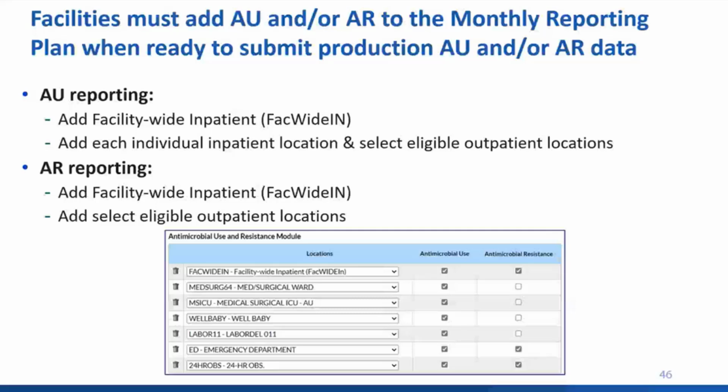NHSN strongly encourages the submission of data from all NHSN-defined inpatient locations, including procedural areas like operating rooms, facility-wide inpatient, also known as FacWideIN, and select outpatient acute care settings, specifically outpatient emergency department, pediatric emergency department, and 24-hour observation area from which the numerator and denominator data can be accurately captured. The screenshot is a sample of what the monthly reporting plan looks like for AUR with these selected locations.